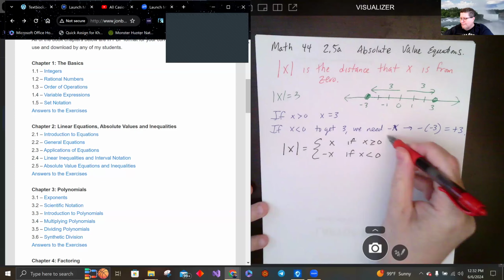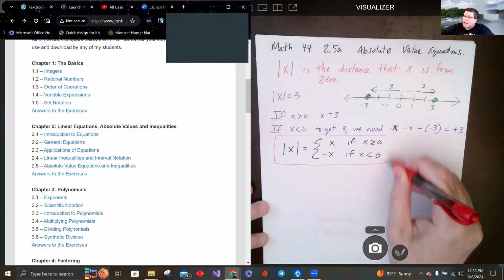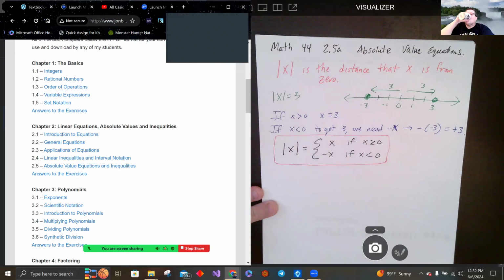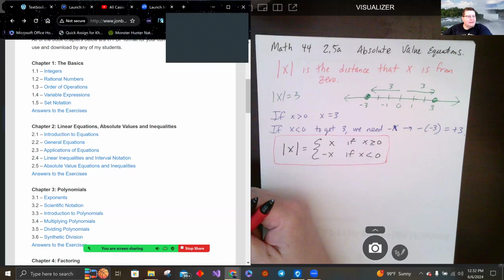If you go further in math, you decide to go down the STEM sequence. So remember, it's distance from 0.